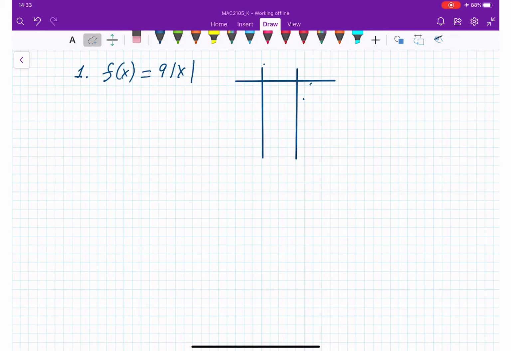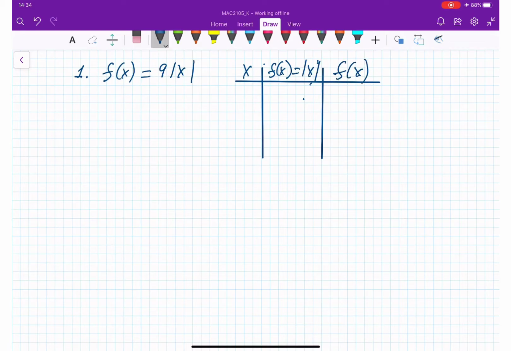So, here we have x. Okay, we are ready. So f of x is equal to absolute value of x. And here we will get f of x is equal to 9 absolute value of x.